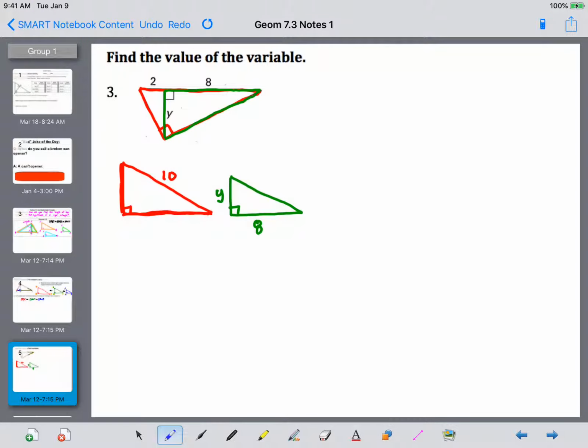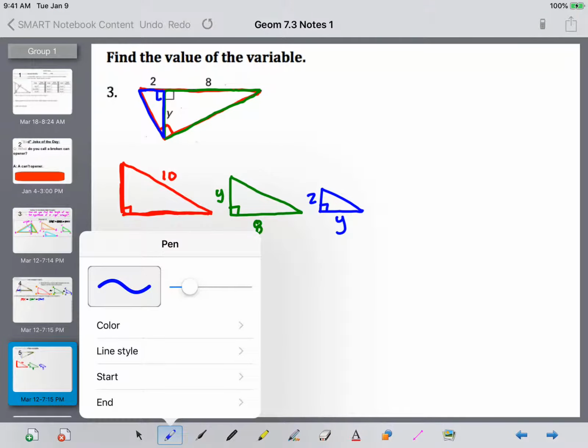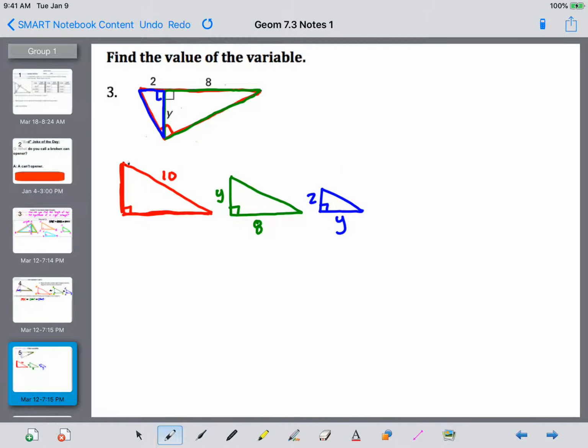And then lastly, we have this little guy on the left-hand side, and there's the right angle. So for this little one, notice the shorter leg is 2 and the longer leg is Y. Now, when you do this, there's always going to be one triangle that you don't know anything about. So in this case, we don't know anything about this red triangle, so we just ignore that one.